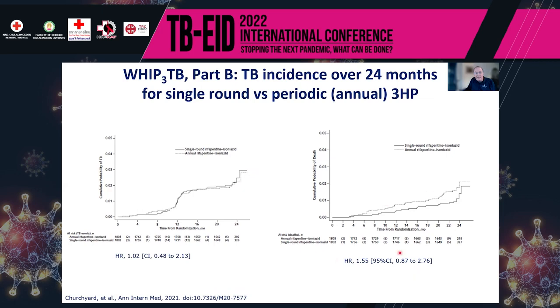This is looking at death, and there's a slight difference in rates of death with the people who got two rounds having a slightly higher rate of death, but this was not at all statistically significant. We can conclude that a single round of TB preventive therapy for people living with HIV who are receiving antiretroviral therapy is effective, and we don't need to worry about giving multiple rounds of treatment.